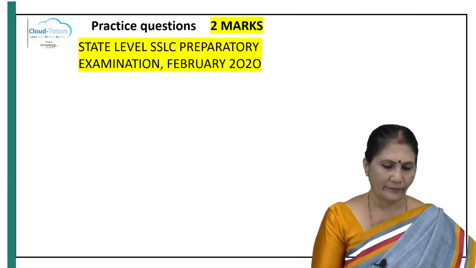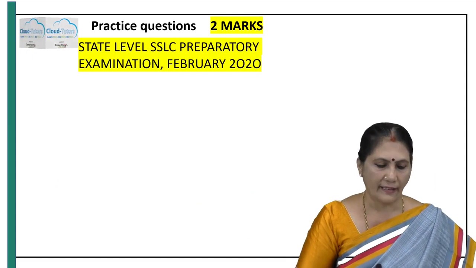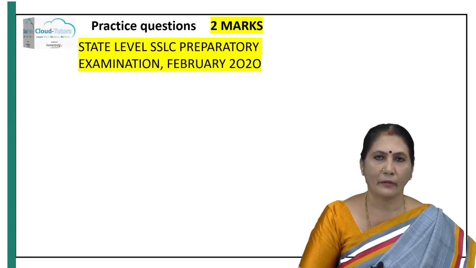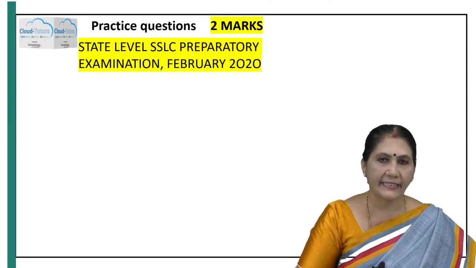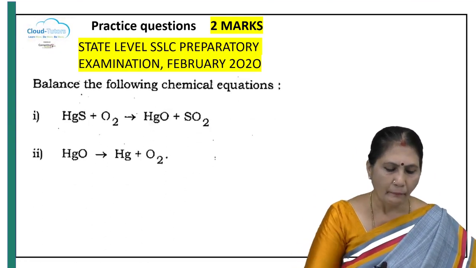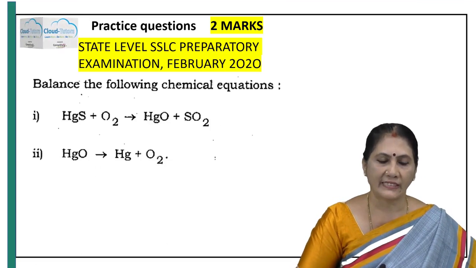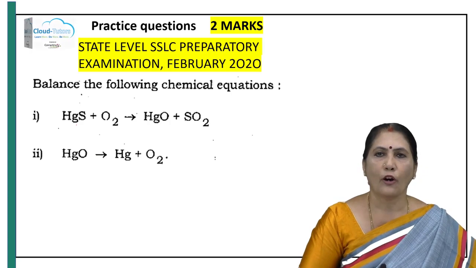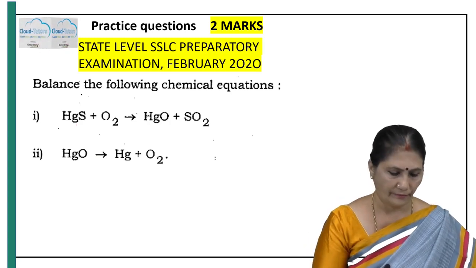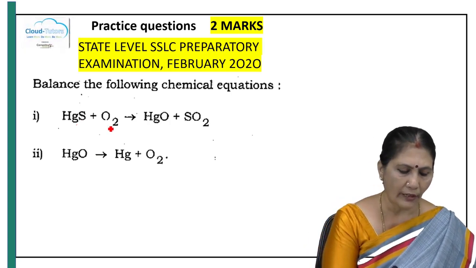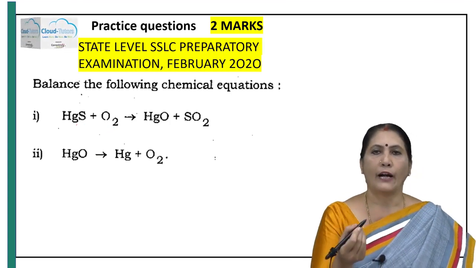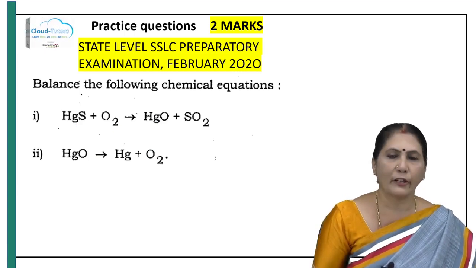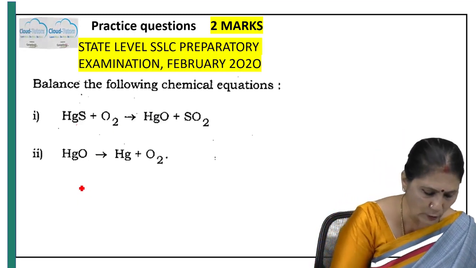Now to the next question. It's a 2 marks question asked in the state level SLC preparatory exam of 2020, February 2020. Very recently that has got over. Balance the following chemical equations. HgS is given. It's an ore of mercury called cinnabar. So mercuric sulfide ore has been made to undergo roasting, burning in excess of oxygen, resulting in the formation of mercuric oxide and sulfur dioxide. So let us quickly balance.